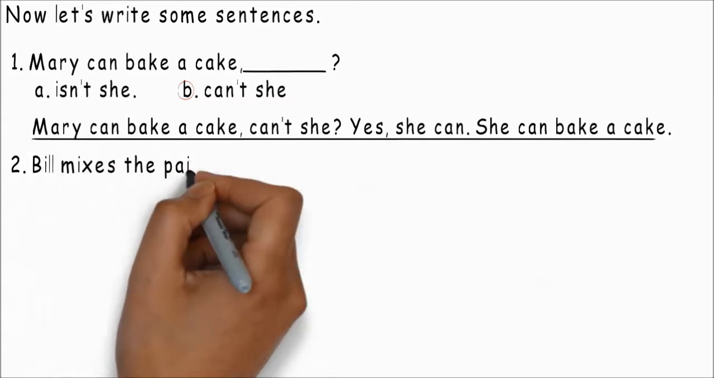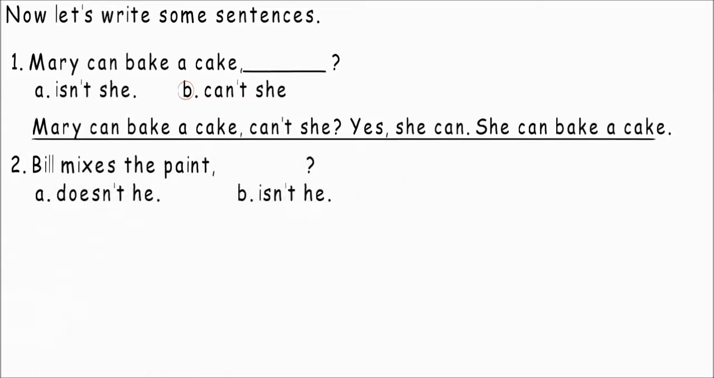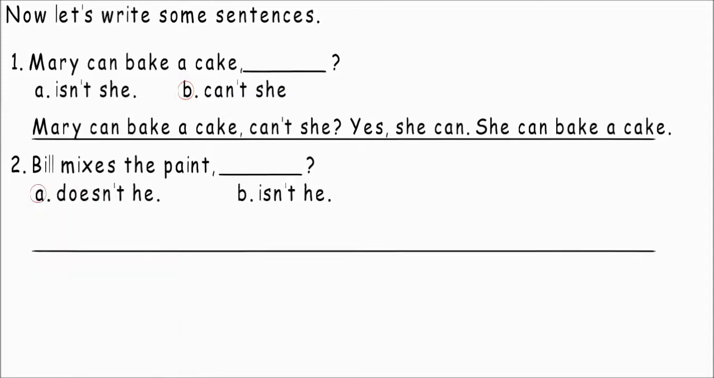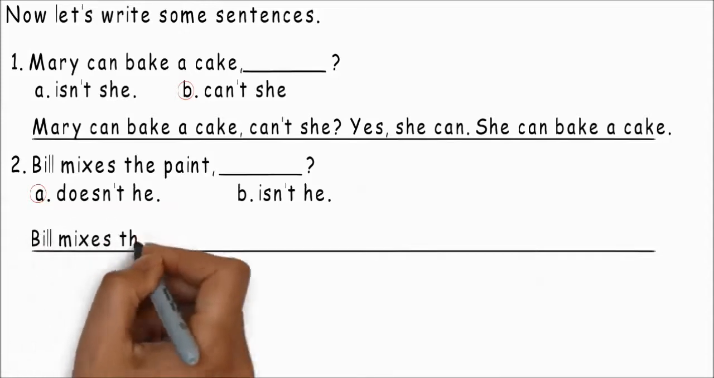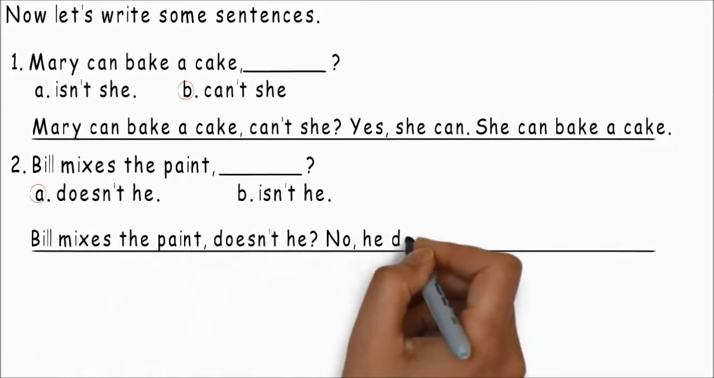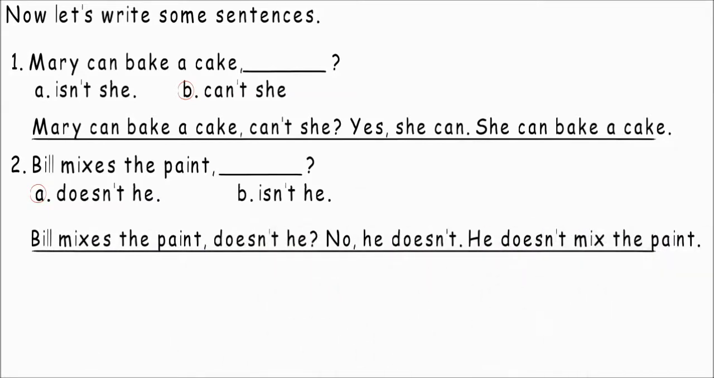Number 2, Bill mixes the paint. What do you think? Mixes is a verb, so A, doesn't he? Bill mixes the paint, doesn't he? Let's make that sentence. Bill mixes the paint, doesn't he? No, he doesn't. He doesn't mix the paint.